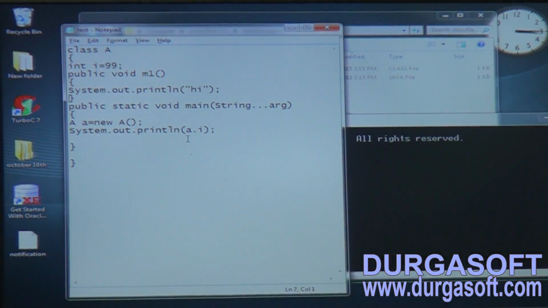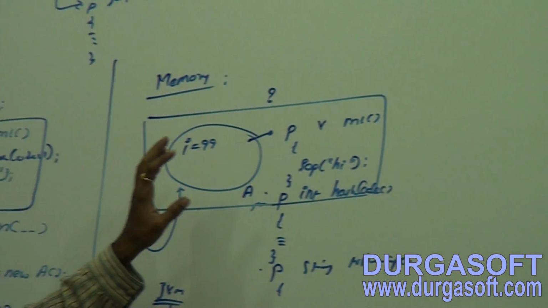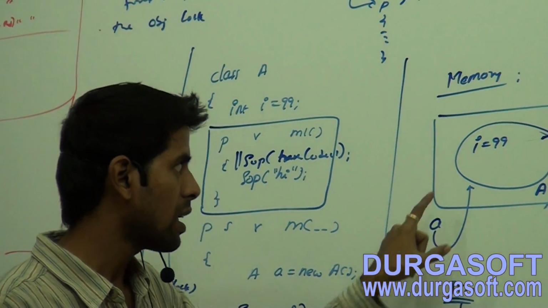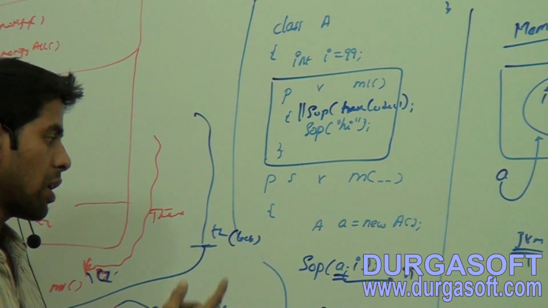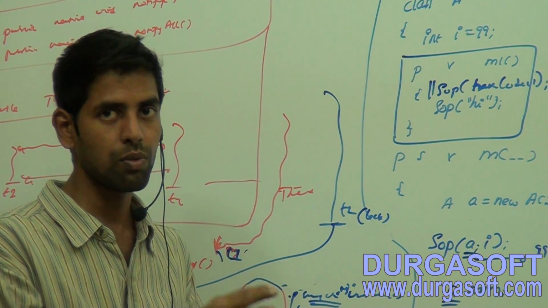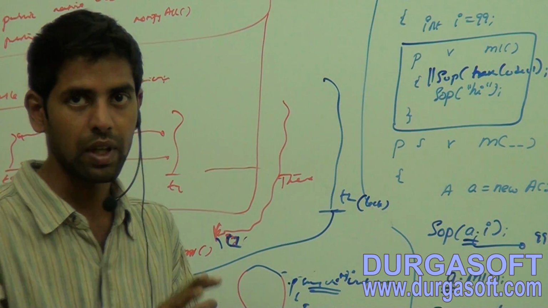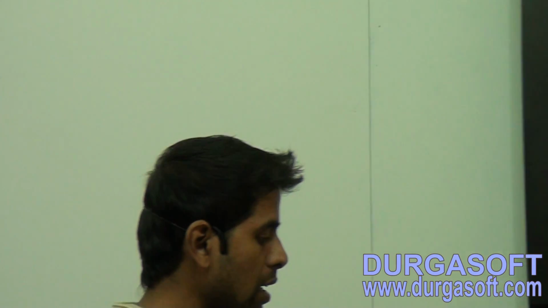Now I want to access this m1 method, which is an instance method. How to access that? a.m1. If that is not associated with the object having the reference variable a, can you access it? You cannot. That's the meaning of this. Try to understand this with maturity, and you will feel very comfortable with it. So a.m1 means then only I can access the method.